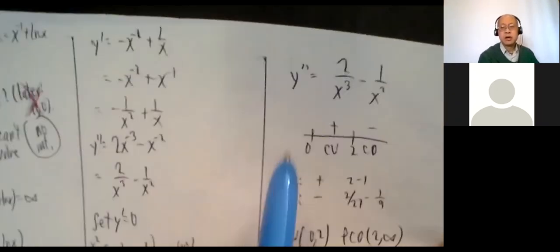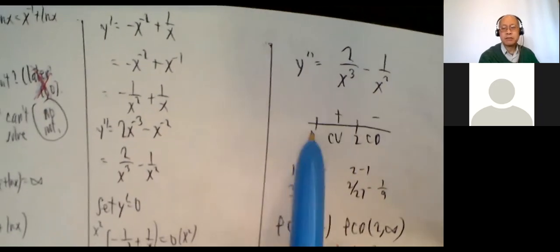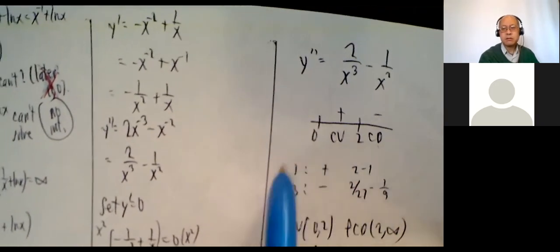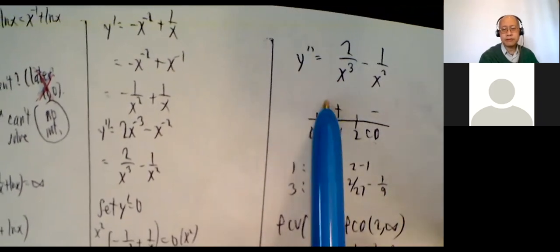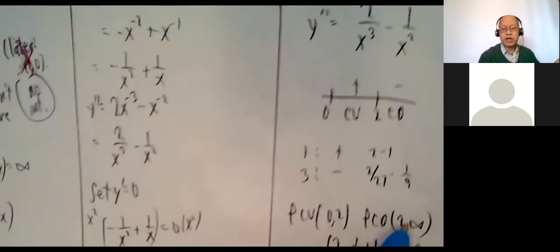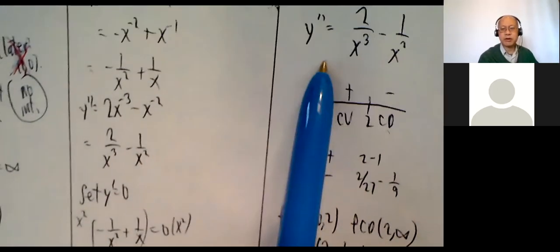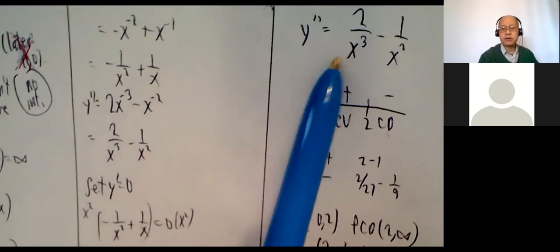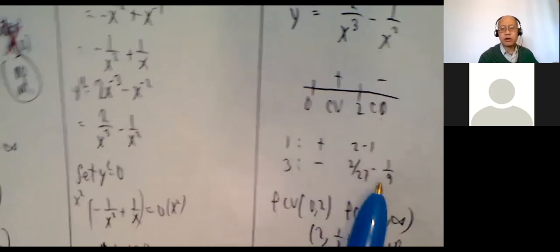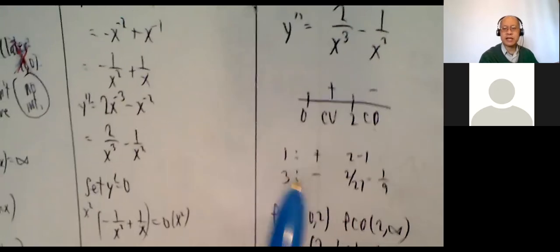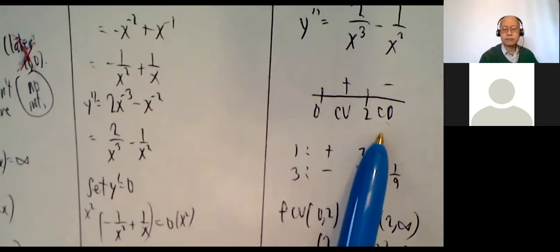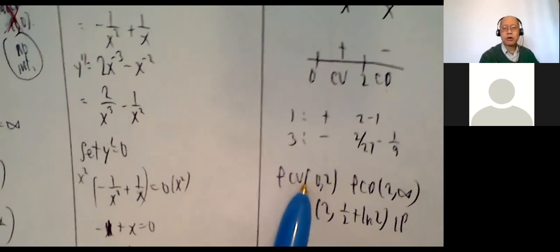All right, so sign chart for y double prime, 0, 2. Plug in 1. 2 minus 1, positive. I plugged in 3 because I thought the calculation was a little bit nicer here. If I put a 3 here, that's 2 over 27 minus 1 over 9. That's 2 over 27 minus 3 over 27. That's a negative. So it's concave down. Concave up, concave down.